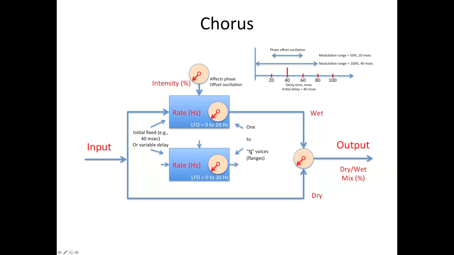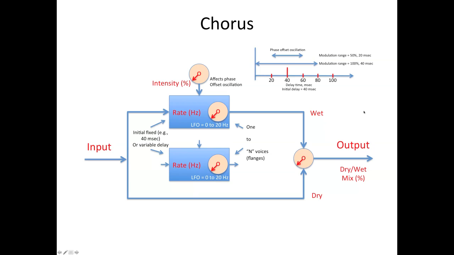The chorus effect delays and modifies the original signal. The delay time is modulated or phase shifted, and I'll explain that, with a low frequency oscillator. The chorus output is the mix of the delayed modulated signal with the original dry signal. So we have the input, we have the delay function, we have the low frequency oscillator, we have initial fixed delay, in this case 40 milliseconds, and we have an intensity function, and then we have an output for the mix of the wet and dry.